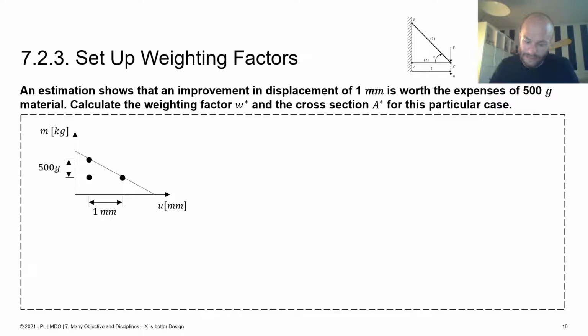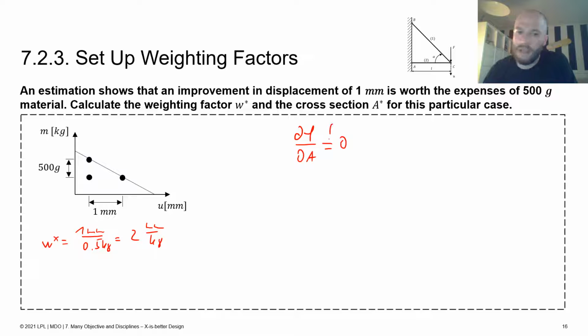And the only important thing is that you have the numerator and denominator for the right values. Since the weighting factor was chosen with respect to the mass, it's calculated with 1 millimeter divided by 0.5 kg. So we have 2 millimeters divided by the kgs, and afterwards we are also supposed to calculate the optimal cross-section. So what we need to do is take the derivative of our meta objective function with respect to our design variable, and this is supposed to be equal to 0.